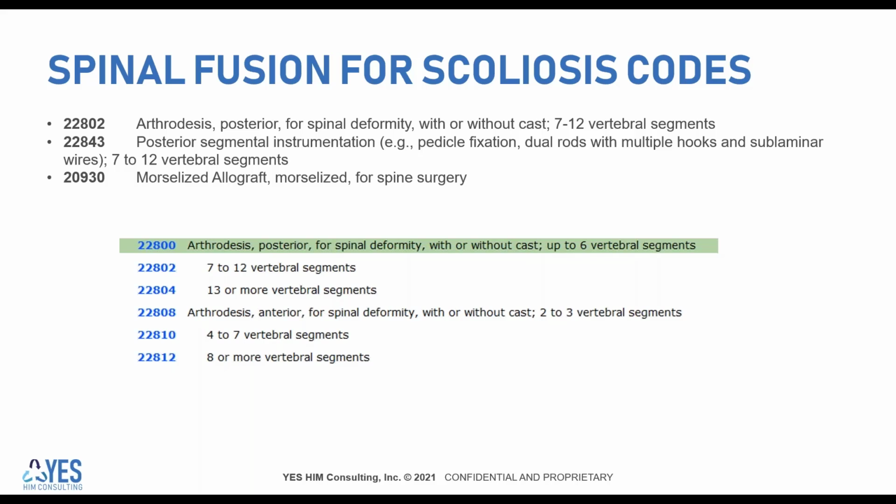Now for this particular scenario, you would code the 22802 because if you count the segments, look all the way on the right there, read the full description. They're talking about segments. If you count the actual segments from T5 to T12, you're going to choose the 7 to 12 vertebral segments code. Then you would add the posterior segmental instrumentation, which would be the same 7 to 12 vertebral segments. And then you would add additionally the allograft code for 20930.